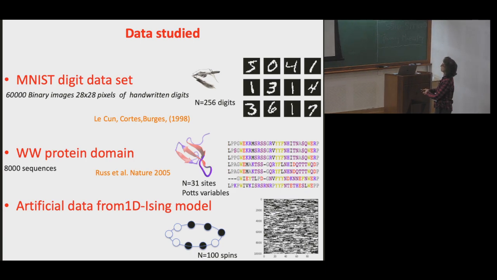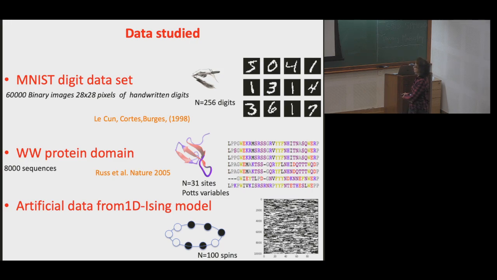In this case you have configurations where each of the 31 sites can have just 21 possible values, the possible amino acids. So this is a generalization of an Ising model of binary variables to Potts variables, which are categorical variables. They are described here by letters, and we have 21 possible letters in this case.